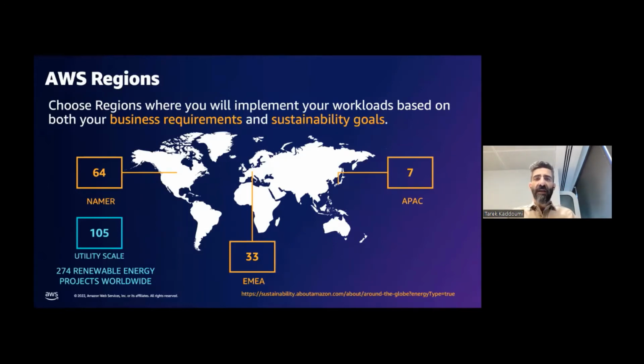As you can see, we have 26 regions with 84 availability zones. And we also have more regions to come on the way. And the majority of these regions will be enabled and supported with what we call renewable energy projects. As you can see here, we have 274 renewable energy projects worldwide, including 64 in America, and projects in Europe, and the recent introduction to India, and the South Africa one, and we have 7 in APAC.